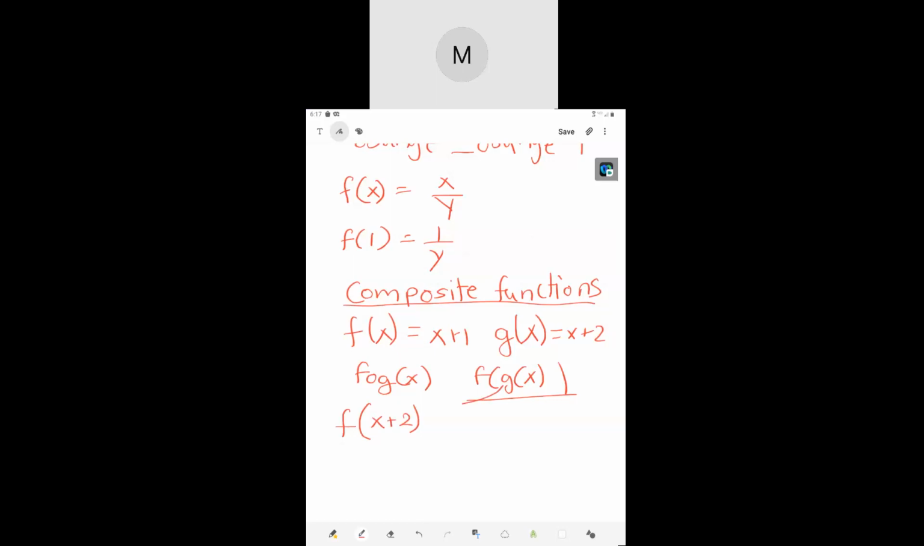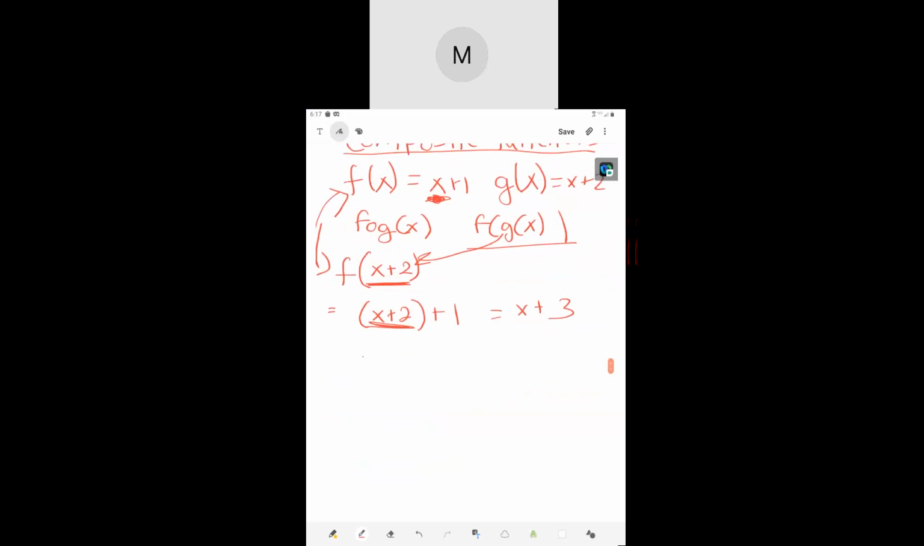Why did I do that? Because g of x is x plus 2. The next step would be you take the x plus 2 and you substitute x with x plus 2 everywhere on the right side of your original equation. So this is a very important step. A lot of people make mistakes in this. You take the inside and you substitute it for x everywhere on the outside. So in this case, your answer would become x plus 2 plus 1, which is x plus 3. Why? Because x plus 2 replaces the x here and the plus 1 stays as it is. So that's what composite functions are.